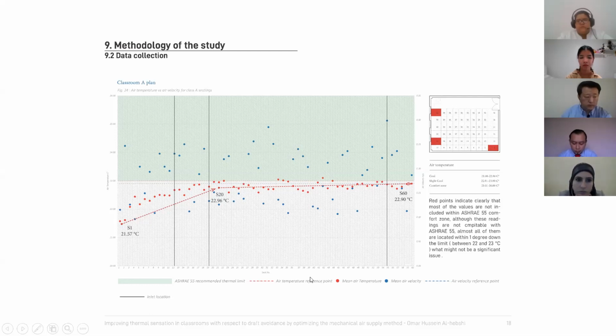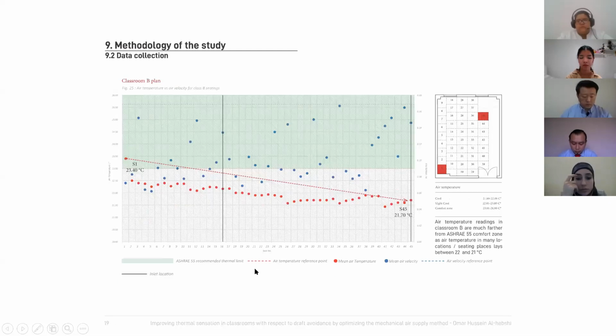For the other classroom, we have the same results as the previous classroom. Most of the temperature readings are out of the comfort zone, and further from the comfort zone than the previous one.